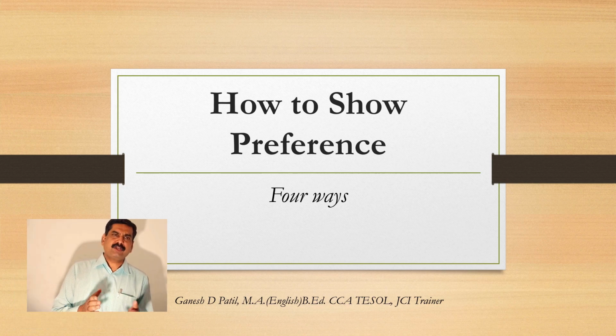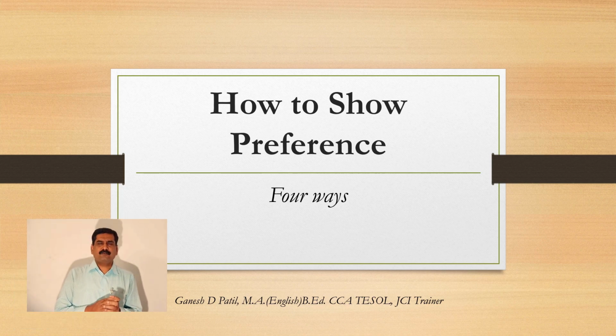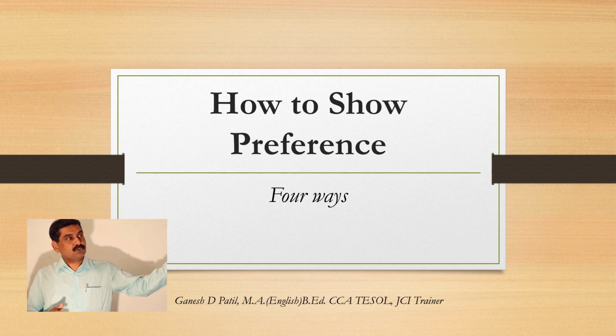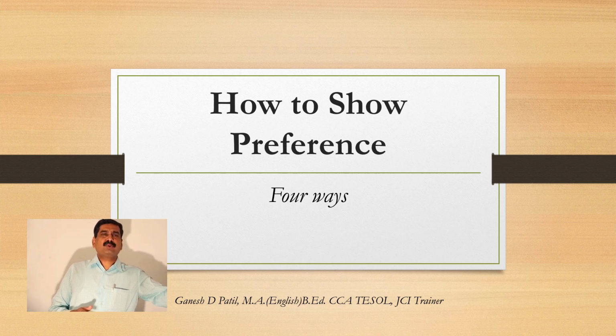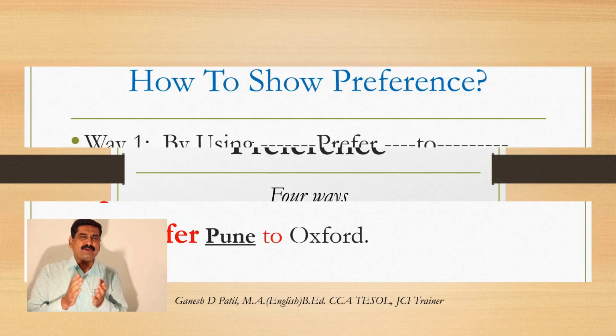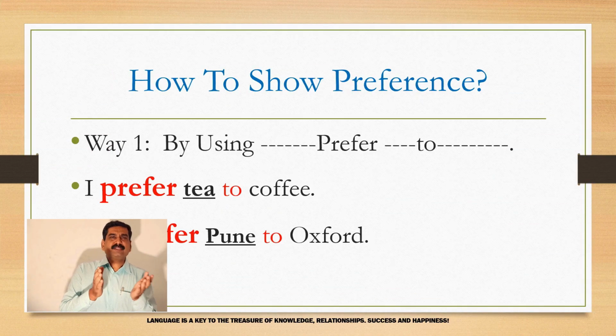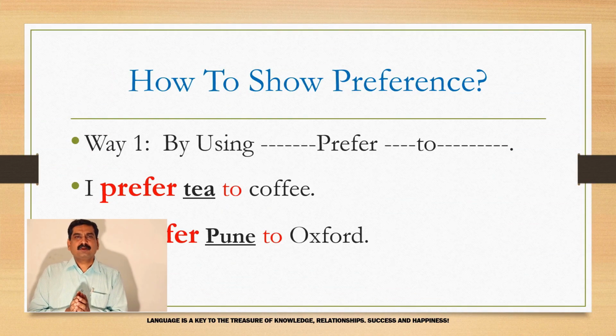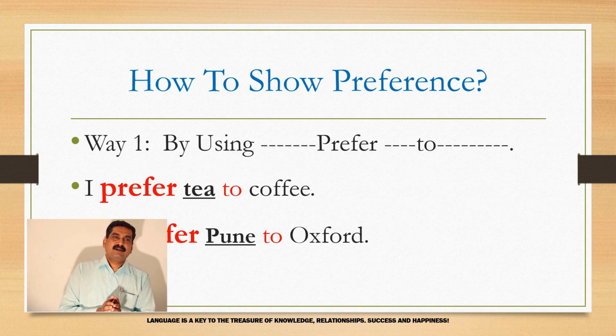Today, we're going to see how we can show preferences. And there are two things in front of you, how you can show that one thing you like more than the other thing. There are four ways. One, you can simply use prefer to. For example, I prefer tea to coffee.